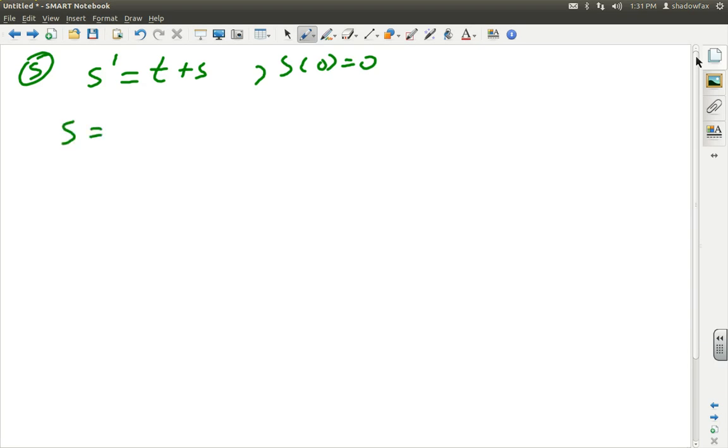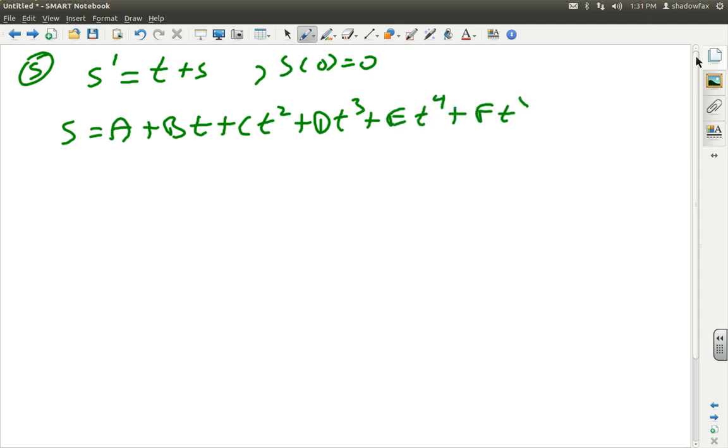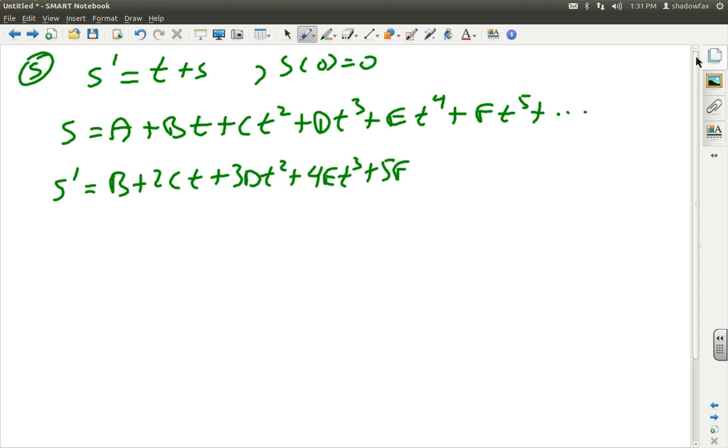Okay, so S equals A plus B T plus C T squared plus D T cubed plus E T to the fourth plus F T to the fifth. That's probably enough. Second order, I need more. Well, especially if we drop out every other term like we did. All right, so what's S prime? Let's see, I want S prime to equal T plus S. All right, so I need both of these lines. So that's b plus 2ct plus 3dt squared plus 4et cubed plus 5ft to the fourth plus, okay, good.